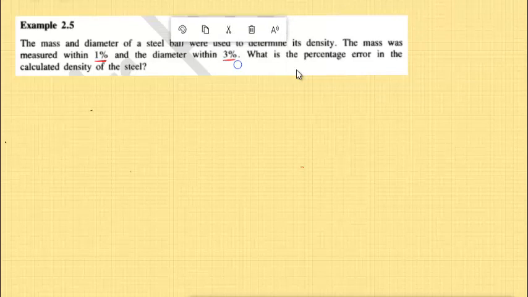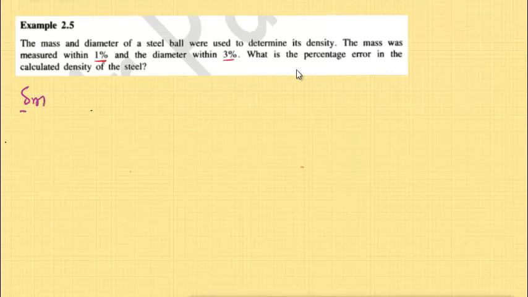Now what does it mean to say that the mass was measured within 1%? It means that the percentage error in mass is 1. Now see how. See, this is the error in mass. If I divide it with the value of mass, this will be fractional error in mass. If I multiply it with 100, this is going to be percentage error in mass. And this is something that we have been given, that is 1%. So I'm going to write 1 here.